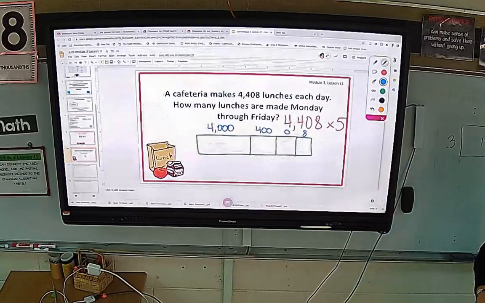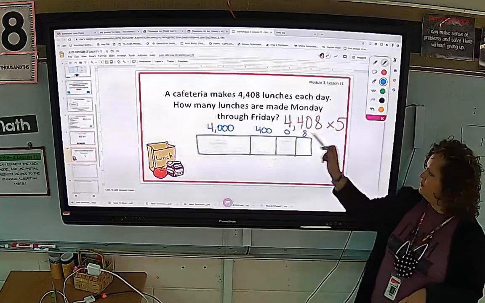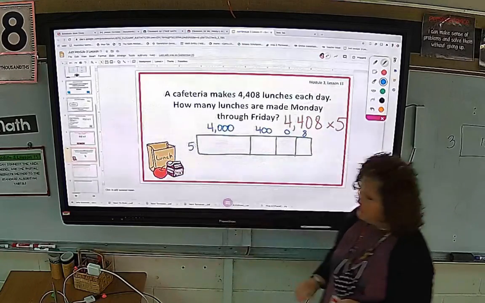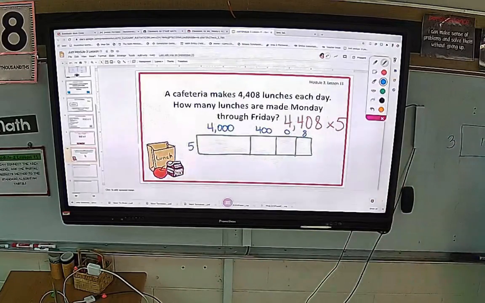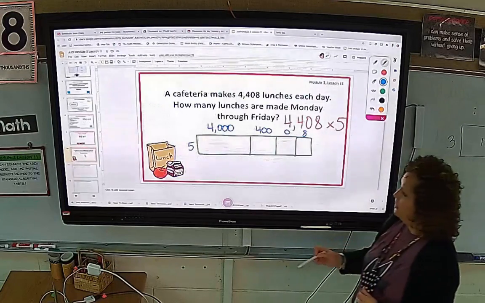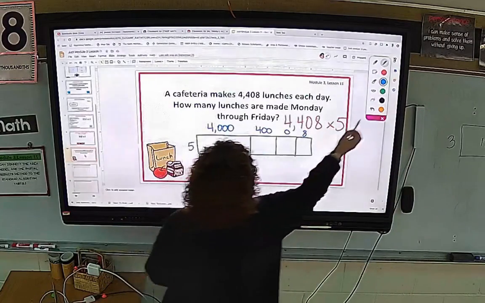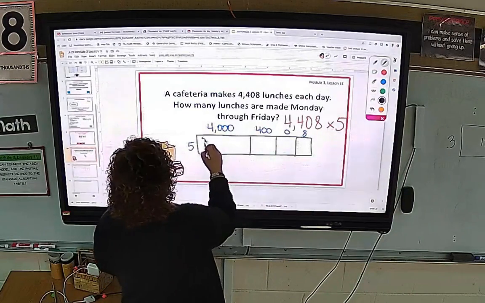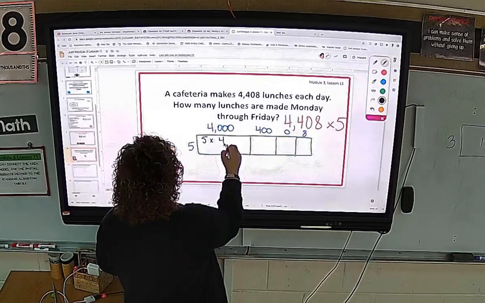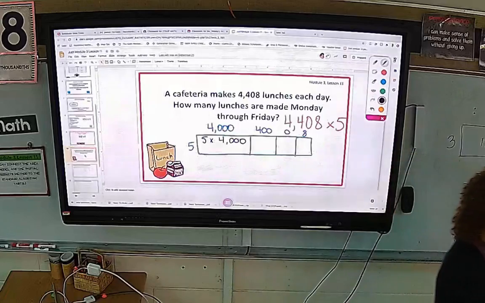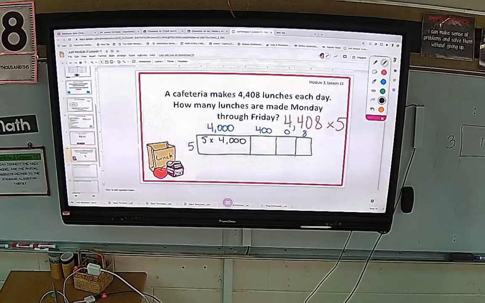Okay? What are we multiplying that whole large number by, Brandon? This whole large number? 5. By 5. So that 5 goes here. So each piece gets multiplied by 5. Okay. What's going to go in our first box here? 5 times 4,000. What is 5 times 4,000?